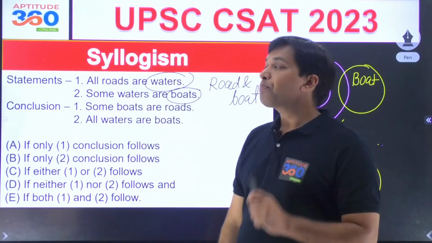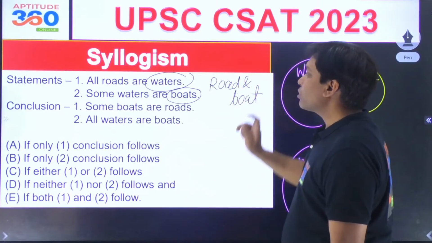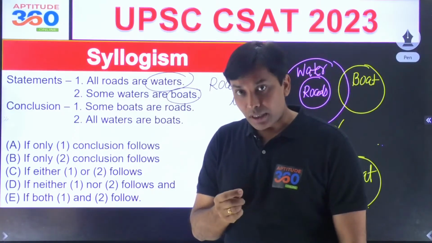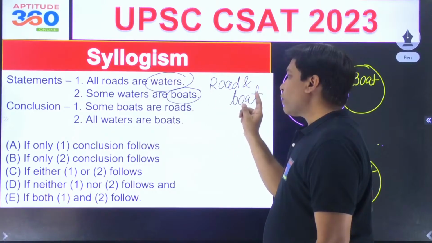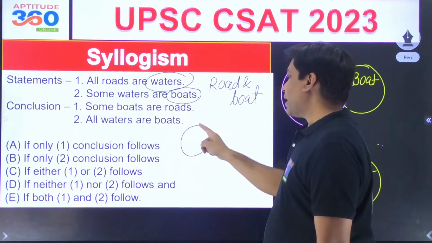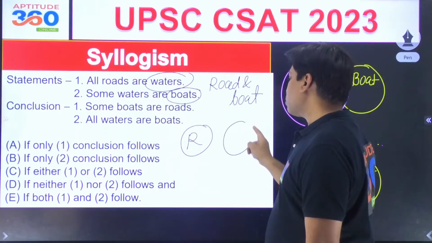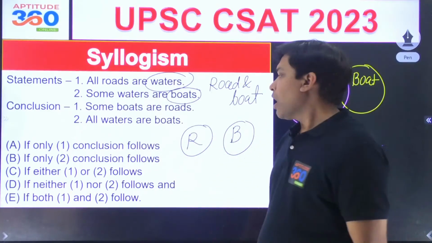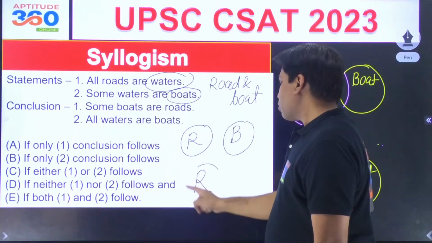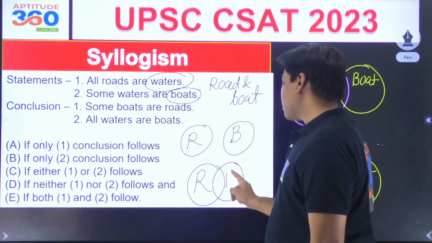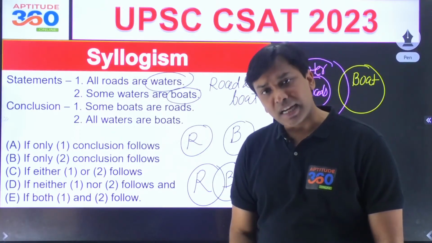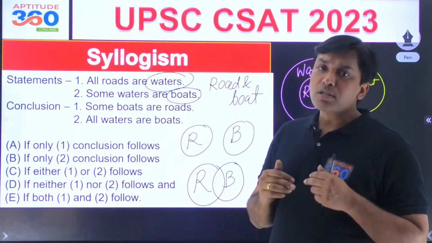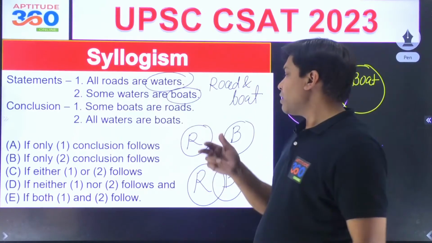So I am saying that since we do not know anything about these two variables, and listen to this very carefully, we do not know anything about these two variables, so what do we have to do? Once, make road and boat separate. Do not overlap them. And once, make road and boat overlap a little. Your whole answer will be made from here. You do not know what is going to be the relationship between road and boat.